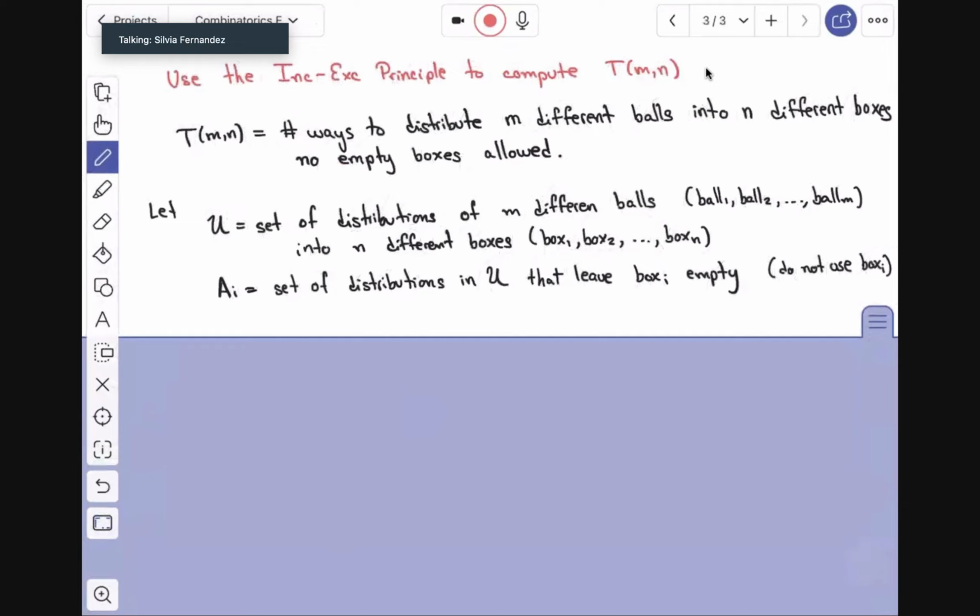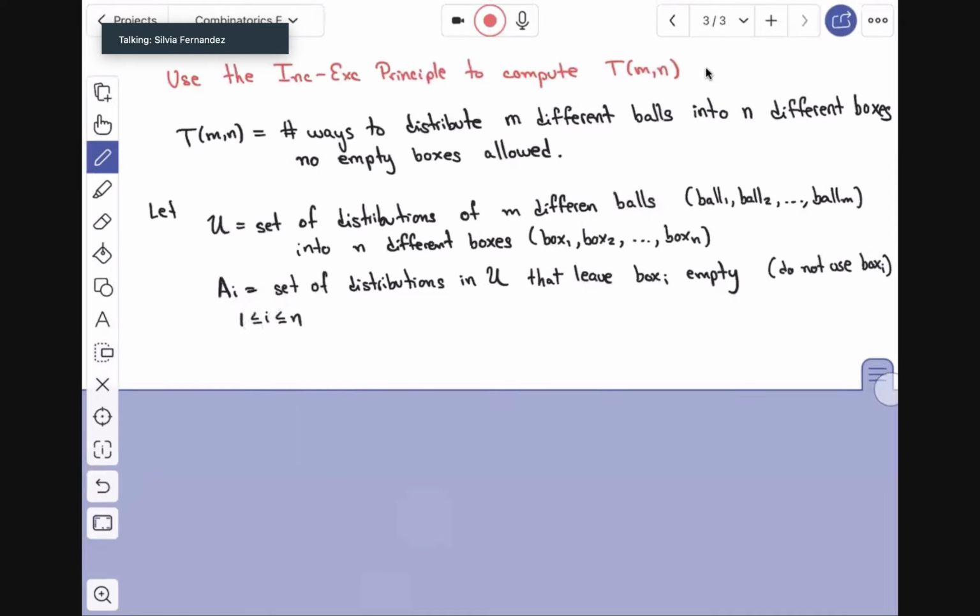I don't want to have empty boxes. So my A_i are defined by what I don't want, the minimum that I don't want. I have to use box i, so I'm going to define A_i as the ones that do not use box i. Those are my sets, defined for i between 1 and n. So I have n sets: A1, A2, all the way to An.